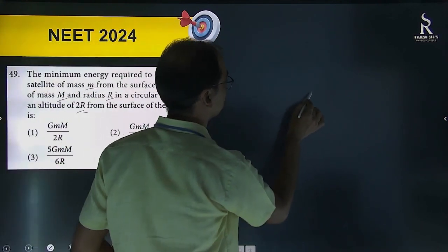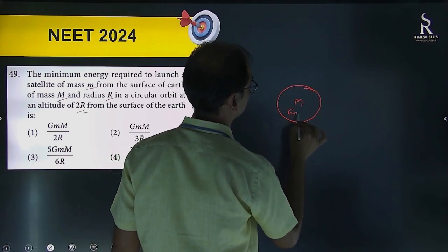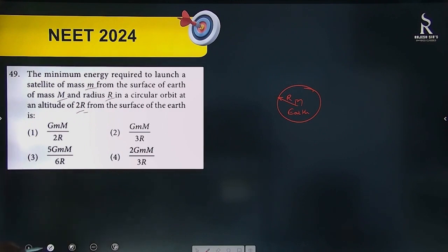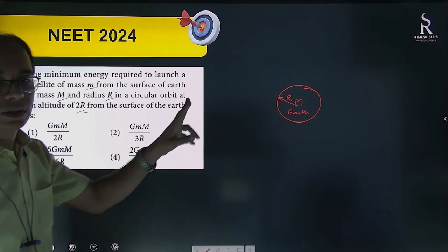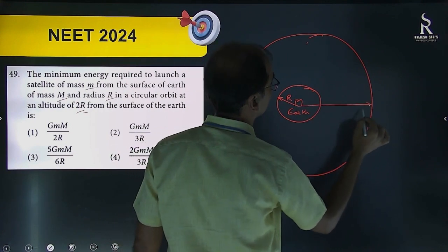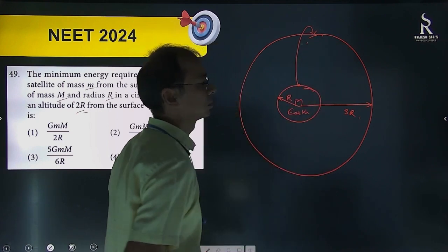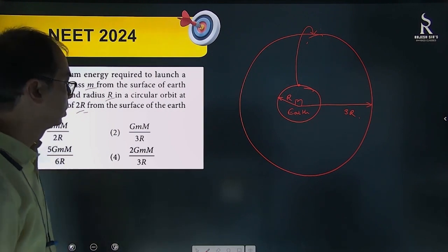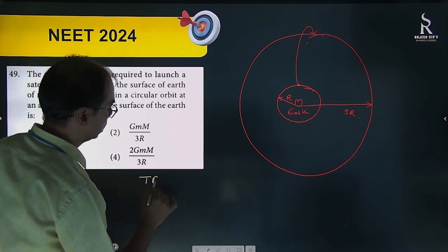So first, this is, let's say, Earth. Okay, mass is m and this is our Earth. Radius is r. Now from here you want to launch one satellite in a circular orbit at an altitude of 2r. That means radius will be 3r. So somewhere here, radius is 3r. So from this place, you want to send it to this place. Right. So what shall we do? Total energy is conserved.